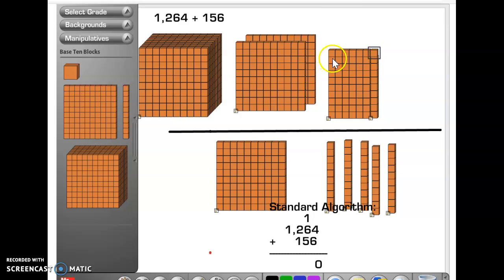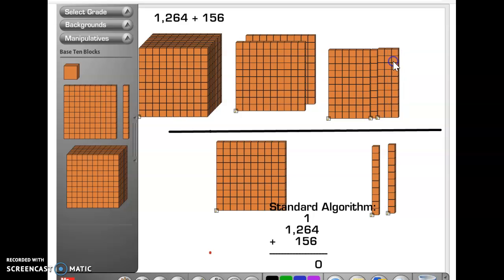So far I've got 1, 2, 3, 4, 5, 6, 7, 8, 9, 10. So I know that I have traded those 10 tens and I have 100. I still have 2 tens left. So right down here, I'm going to go ahead and put my 2 tens that are left. And I'm going to add 100 right up here because I traded my 10 tens for 100.